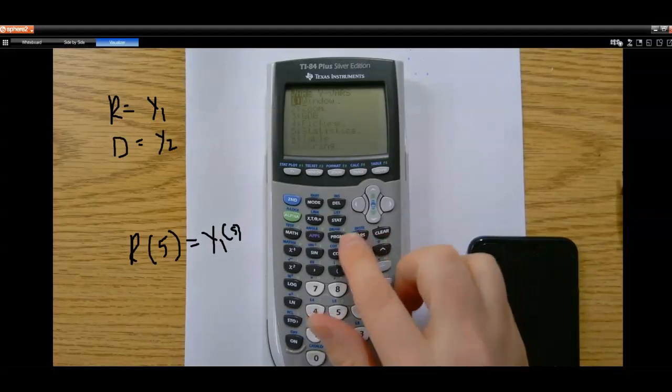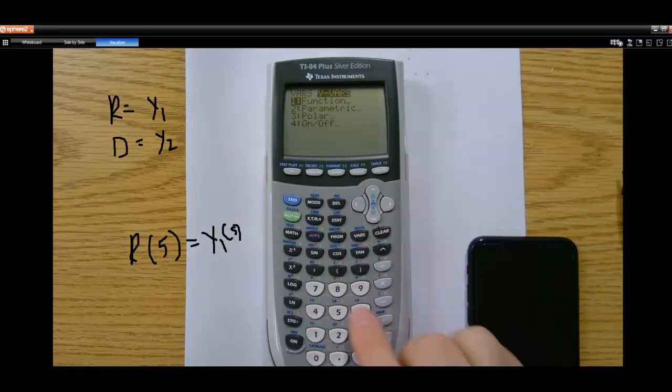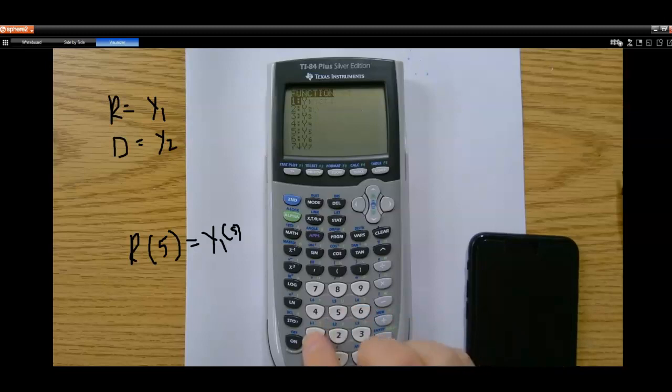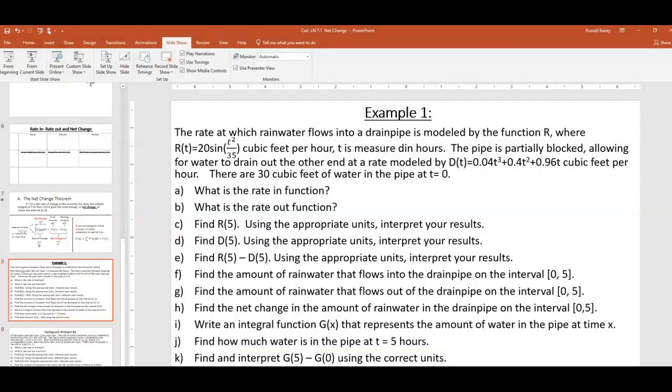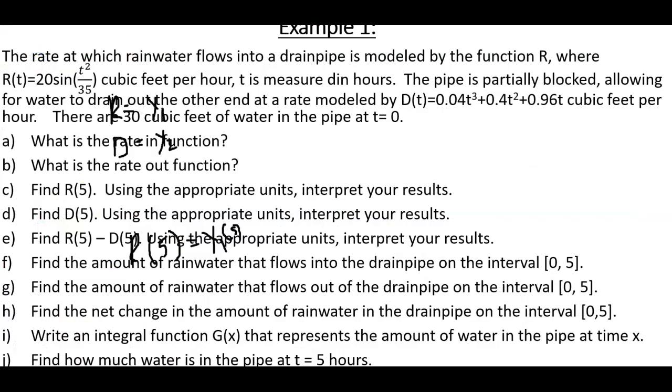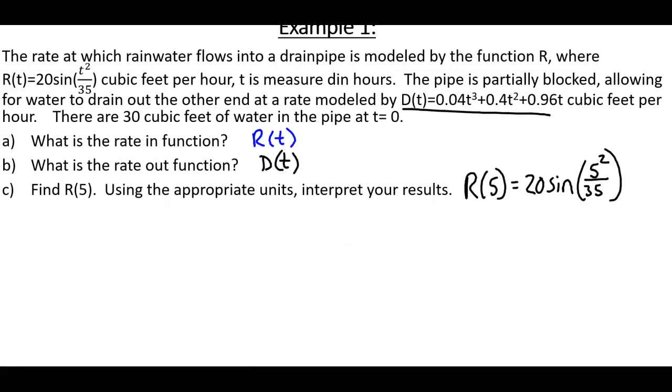We do vars. We go over to yvars. We push 1 for function. We're going to choose Y1 because I want my R function. And then I'm going to put 5 in right next to it there. And that gives me 13.102. Remember, you always round to the nearest thousandths place, which is the third number after the decimal. Okay, so that being said, let's come back to our slide here. And I just found out that it was 13.102.